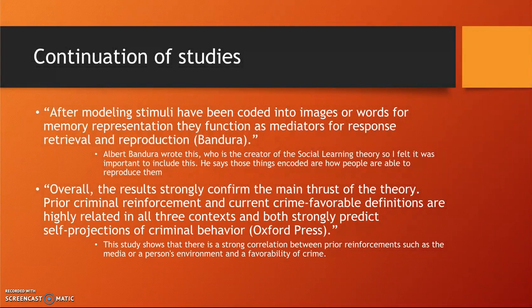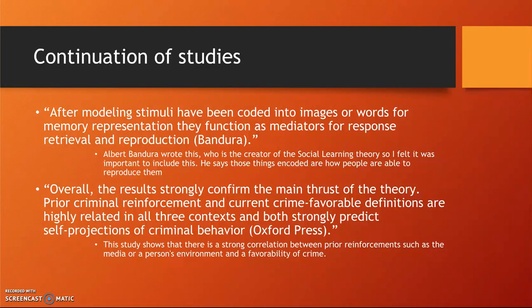The next part of the studies would be talking about who the creator was, which was Albert Bandura, and how his work itself actually goes into how I applied my theory. So he said that after modeling stimuli have been coded into images or words for memory representation, they function as mediators for response retrieval and reproduction, which also include the major points of his actual theory.